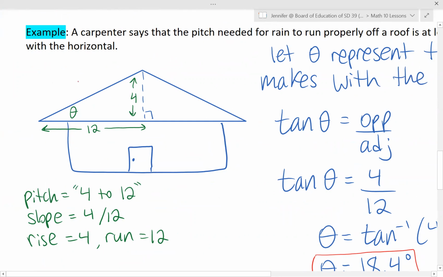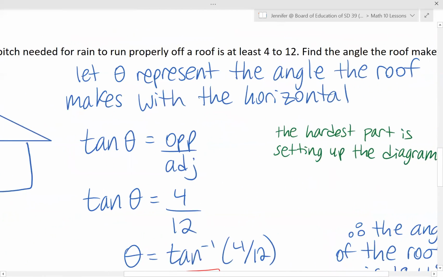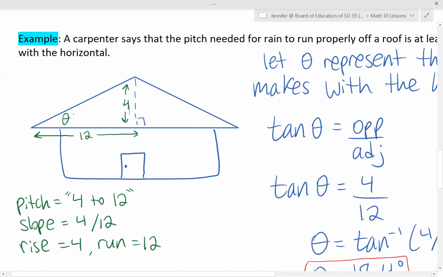If we're looking at this roof as it is, this is not a right angle triangle. This is like an isosceles triangle. But if we split it in half, like I've done with this dotted line here, then we have two right triangles that are equal. What we're looking for is the angle the roof makes with the horizontal. So that would be this theta right here, because that's the angle between the roof and the horizontal, which is the same as the horizontal on the bottom, like a flat roof. So we want to find this angle theta here.